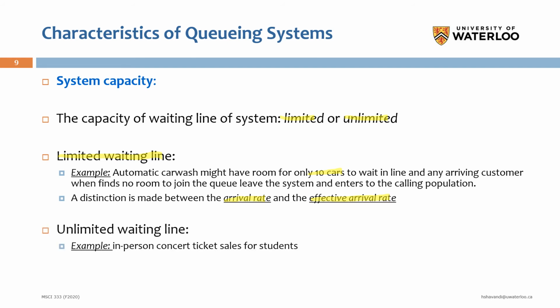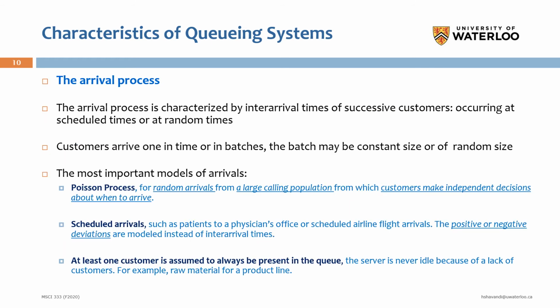And with an unlimited waiting line, the effective arrival rate is exactly equal to the arrival rate. So there is no constraint, no restriction on arrival. For example, in-person concert ticket sales for students. There is no limited room for being in line. Okay. The arrival process of any queuing model is characterized by the inter-arrival time.